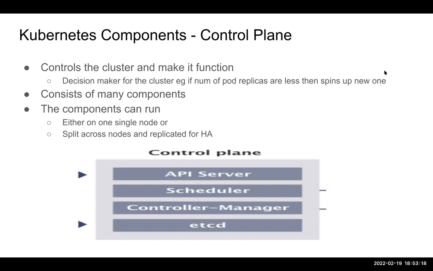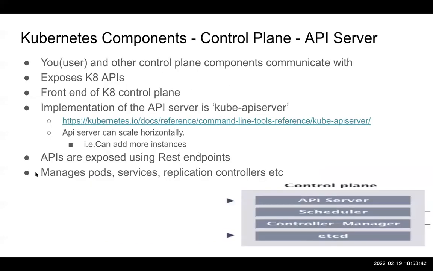Now this control plane, which is the master node, consists of many components. As we already said, we are reiterating it here. The control plane can run on a single node, or it can run on multiple nodes for high availability. The control plane has these components: API server, scheduler, controller manager, and etcd, and we'll discuss each of these now.